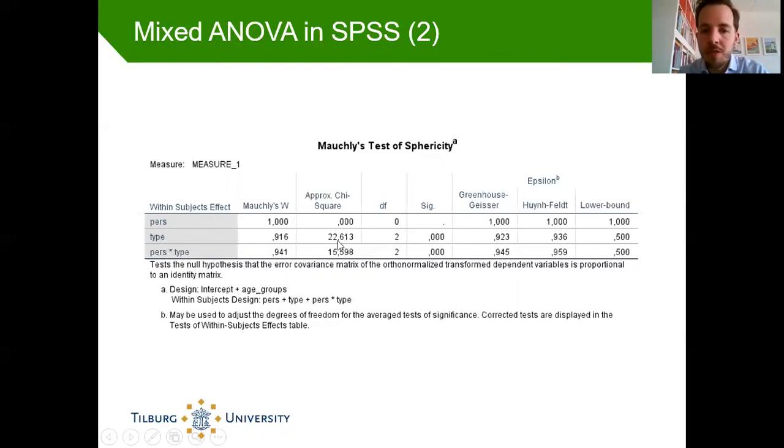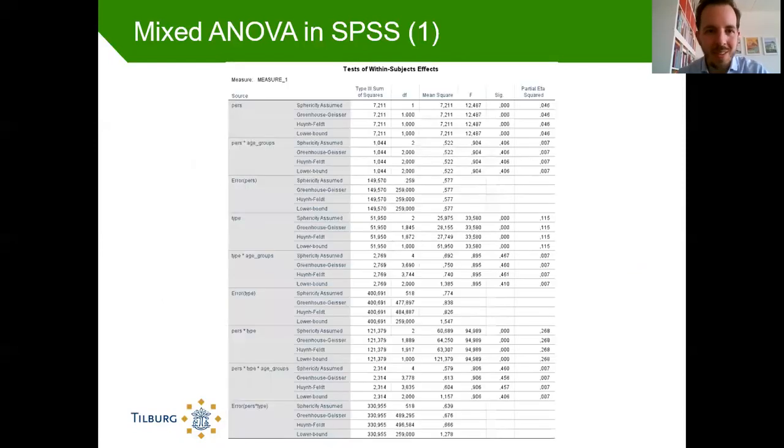If there are 3 or more levels, like for this second factor here, this type factor, then this Mauchly's test tells you whether it's significant or not. If it's significant, and if you take it into account, you should use the correction. So then you should use either the Greenhouse-Geisser correction or the Huynh-Feldt correction. That also brings me back to what I actually wanted to say here, which I just forgot.